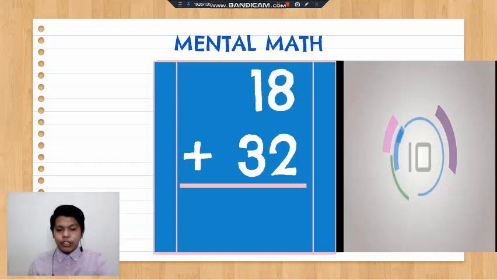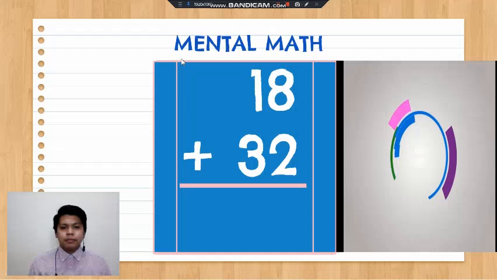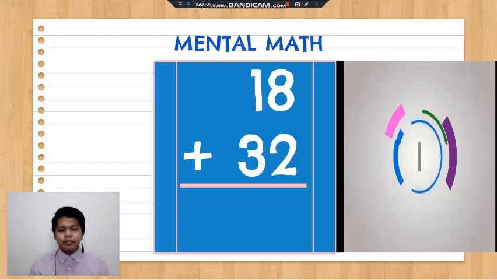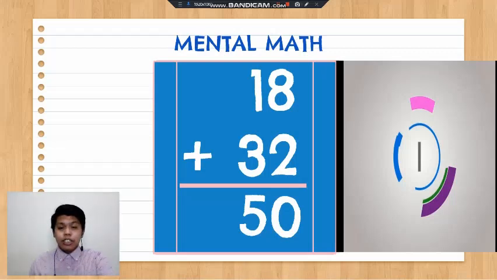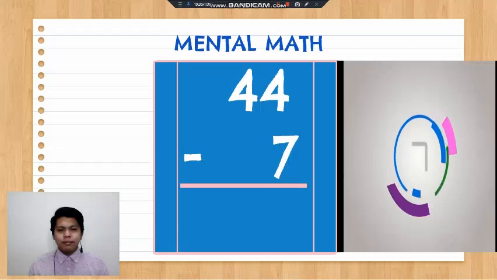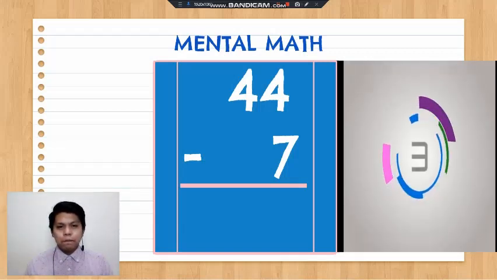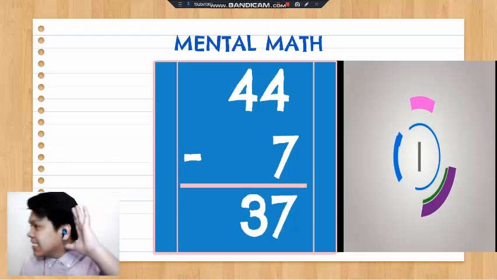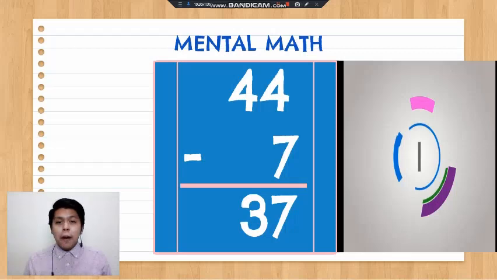Next, 18 plus 32. Let's start. Answer is 50. Well done. And for our last question, here is the last one. 44 minus 7 is equal to 37. Well done. Who got 10 out of 10? Great. For those who didn't get a perfect score, it's all right. You just need to practice, practice, practice. Okay? Well done. Let's begin our topic for today.